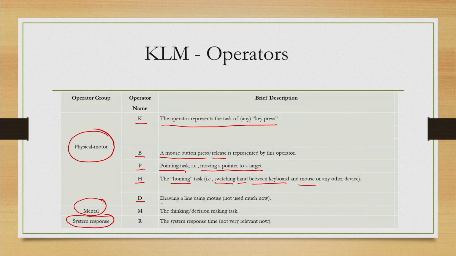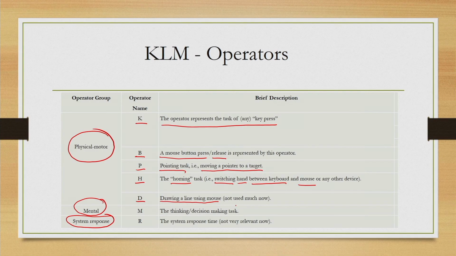And finally, D represents drawing of a line using mouse, which was actually relevant at the time when KLM was proposed. Remember that it was proposed in the early 1980s. In fact, the first paper came out in 1980 and it found its use in the early days of GUIs and PCs. At that time the operator D had some significance, where it represented drawing of a line using mouse, but this operator is no longer used much in analyzing or modeling modern day interactive tasks.